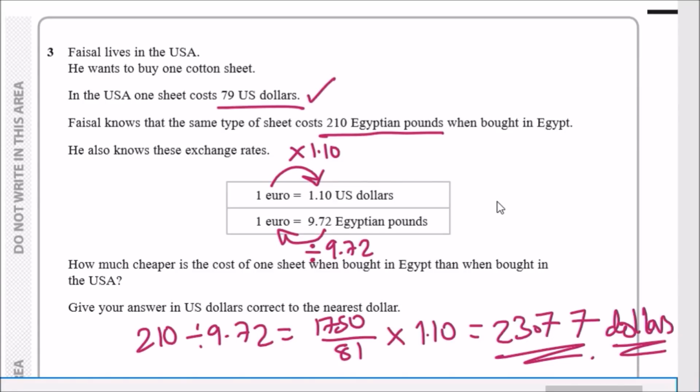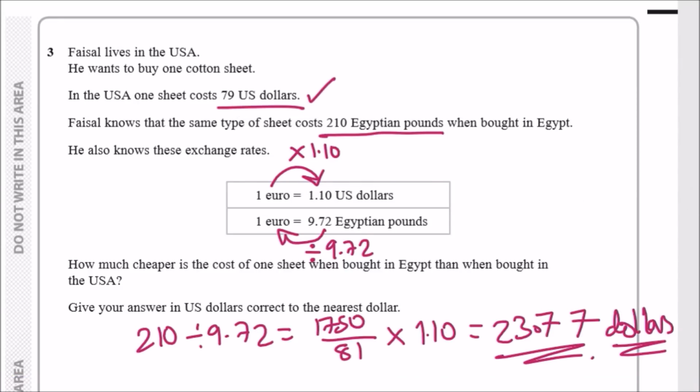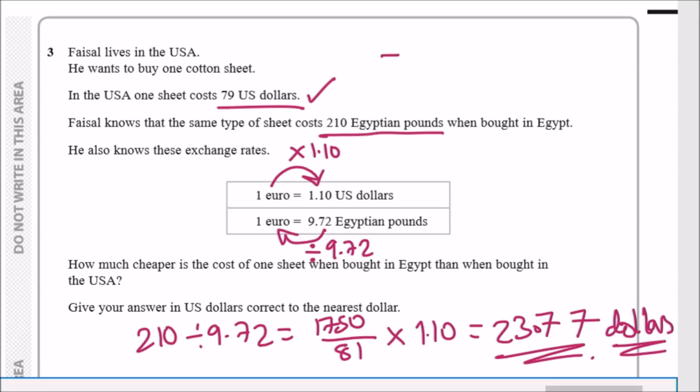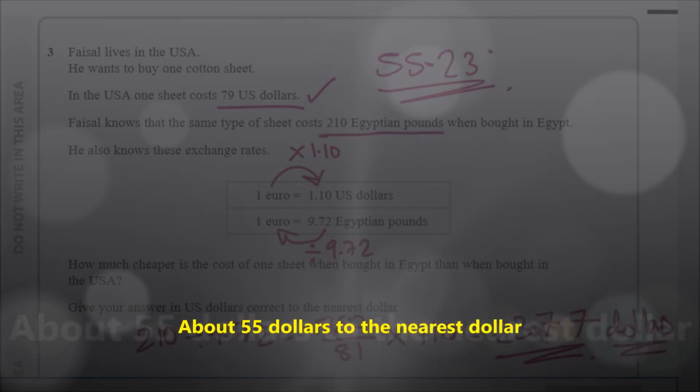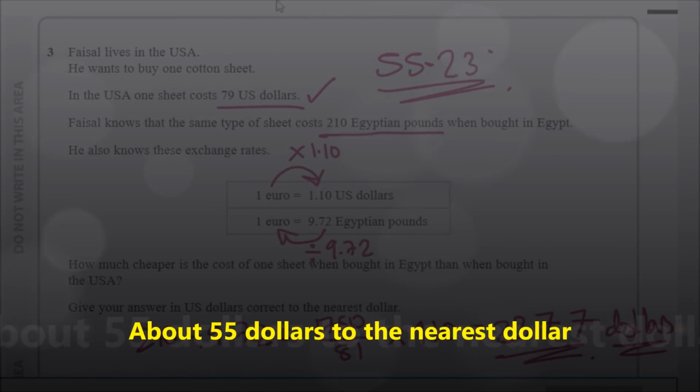They seem okay. So by how much cheaper is the cost of one sheet? Now we want to find the difference, yeah? So what you want to do is use your answer and subtract it from $79, because we're not actually done yet. 55.23, yep. So the difference is $55.23. Not bad at all. Big difference.